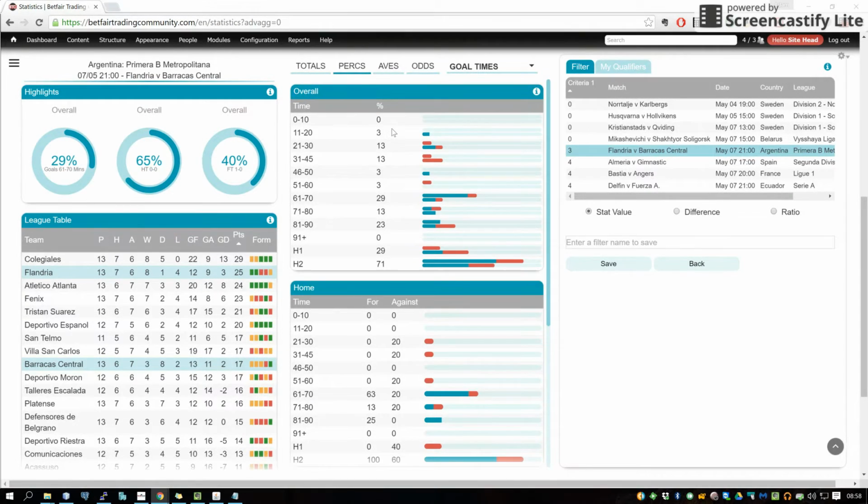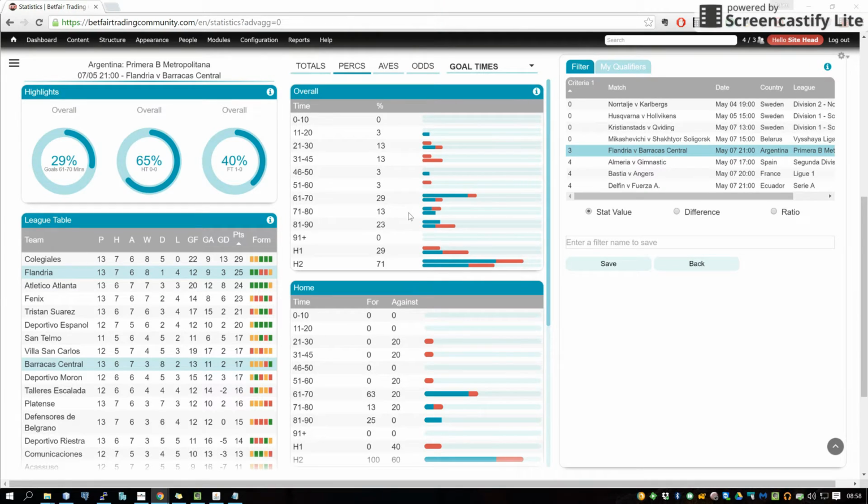Just by looking at the length of the bars, we'll look at the H1, H2 split here. You can see most of the goals are happening in the second half for a start, 71%. And if you look further up the table, you can see that the vast majority of goals are happening after about 60 minutes.